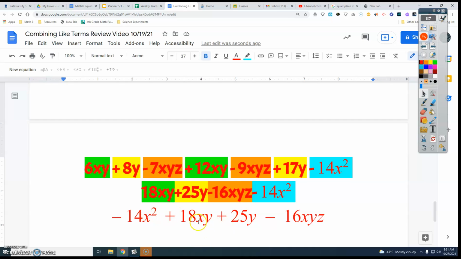We have 4 terms. It looks like 1, 2, 3, 4. We have 4 different variable combinations. We have x squared, we have xy, we have y, we have xyz. We have a ton of coefficients, negative 14, 18, 25, negative 16. Okay, so there's a lot going on here. And this is a more in-depth problem. But hopefully this gives you the idea.